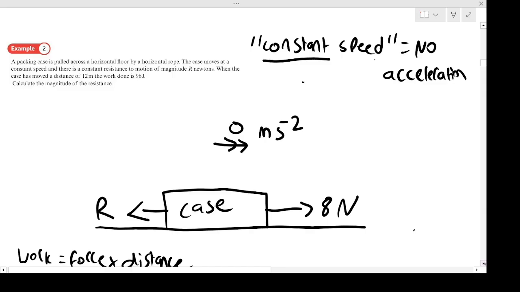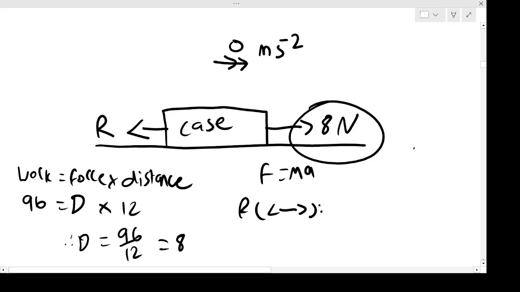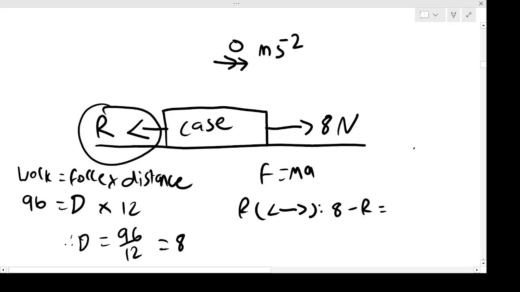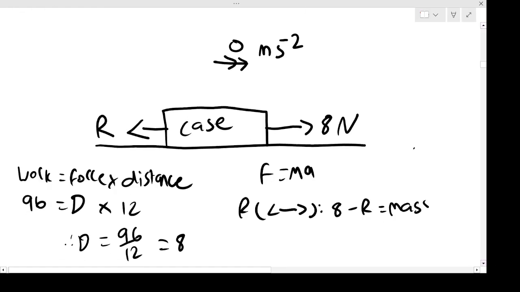So that means then, what else can we do? We can resort to using F equals ma, force equals mass times acceleration. Specifically, we're looking horizontally, so right and left. My forwards force is 8, take away the backwards force, which is R. That's going to equal the mass, and actually we're not told the mass. We don't need it though, because mass times acceleration is 0, so it all just boils down to 0 anyway. Therefore, we can deduce R is 8. And that is my answer there.